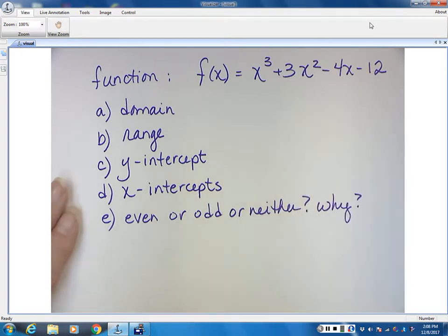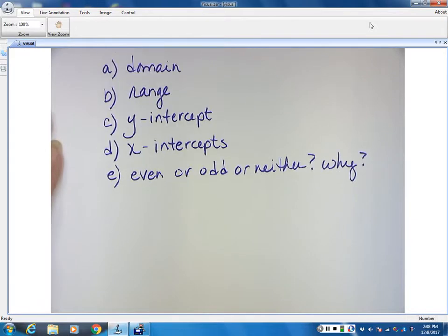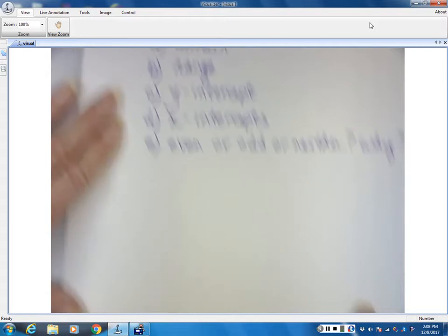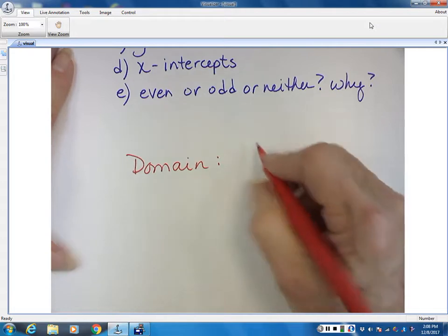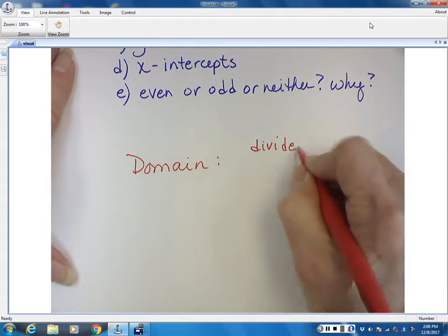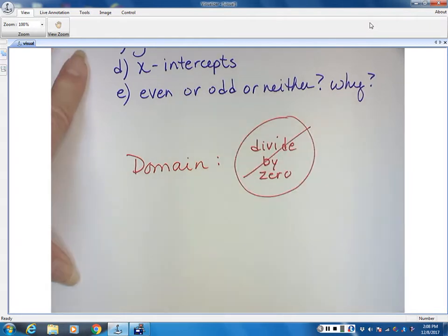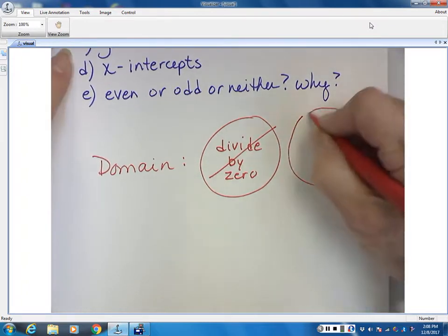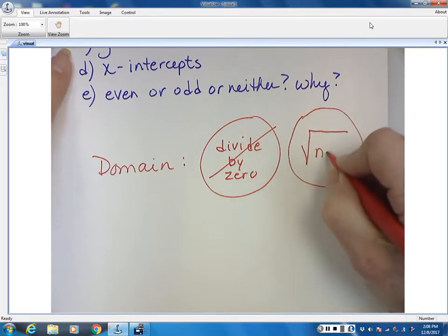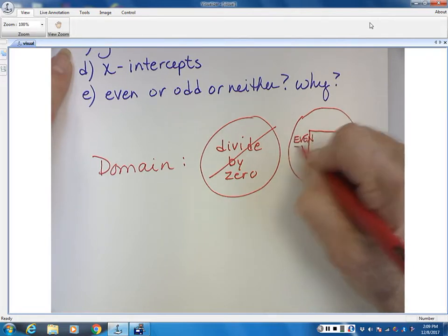First thing we're going to talk about is the domain. When you talk about the domain, we've said several times now, the only things that we need to worry about are division by zero, that's not allowed, and you can't take the square root of a negative number.